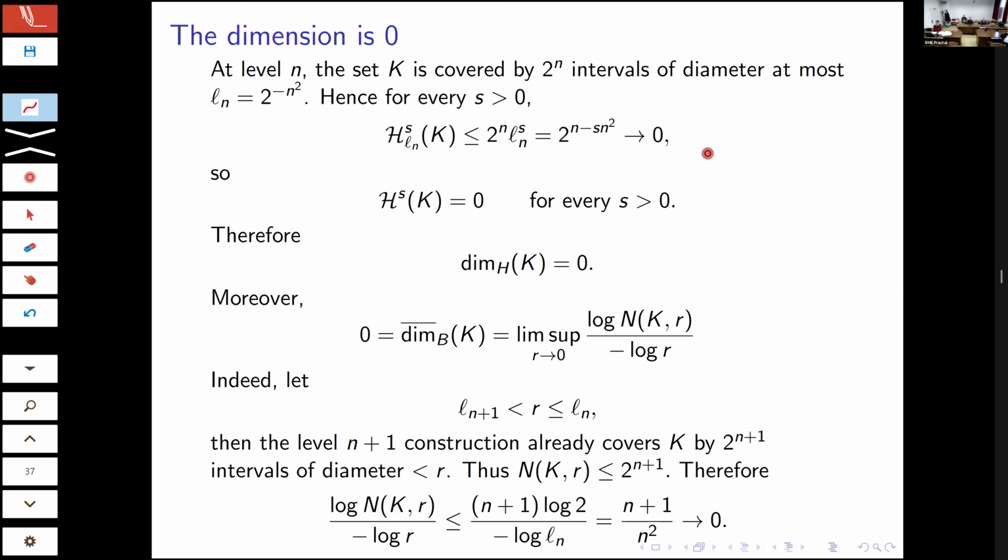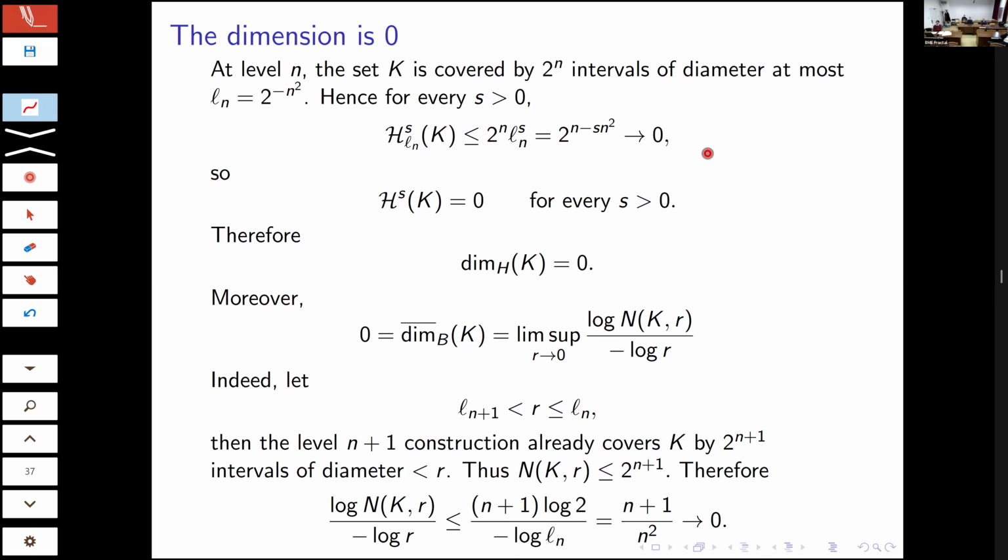Okay, so what about the dimensionality? As I said, it's not very important. I just write down shortly why the Hausdorff measure of this set is 0 and why the upper box dimension is 0. For us, maybe the second one is more important. If I take any R, it is between two scales, ln and ln plus 1. In this way we can estimate this ratio, and it turns out that it should be smaller than n plus 1 over n squared, so it tends to 0.